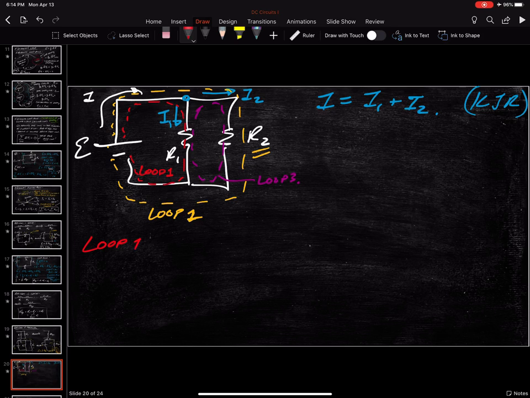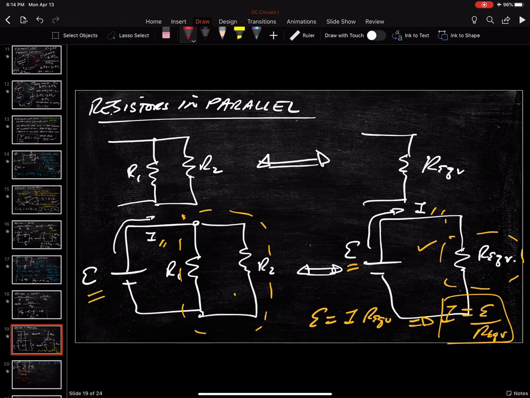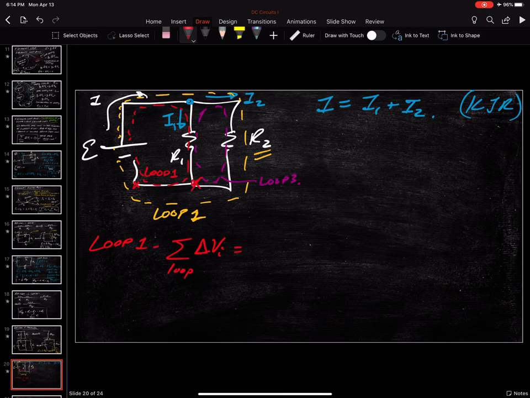Loop 1. Okay? Sum of the changes in voltages around the loop should be 0. Well, again, pick a spot. Let me pick this spot to start in, because that's the same for all 3 loops. So I go around in the direction of increasing current. I go up, I get a positive E, then I go around, no change, minus the change in voltage through R1, but that's I1 R1. Not I, but I1. It's the current that's traveling through that resistor, and this should be equal to 0.